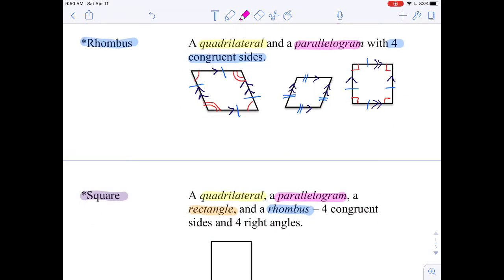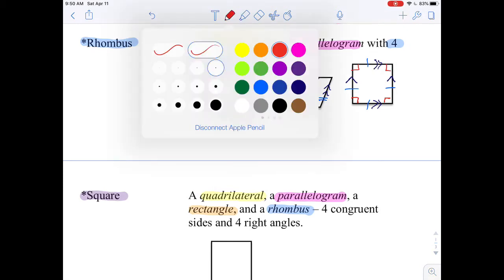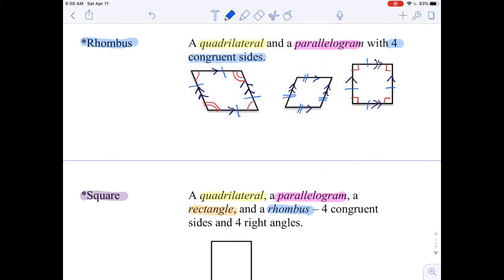There's also the rhombus family. Now again, the rhombus is saying that yes, you have to have 4 sides. Yes, you have to be a parallelogram. You have to have 2 pairs of parallel sides. But you must also have 4 congruent sides. I don't care about anything inside. I don't care about the angles. It's only are all 4 sides exactly the same length.